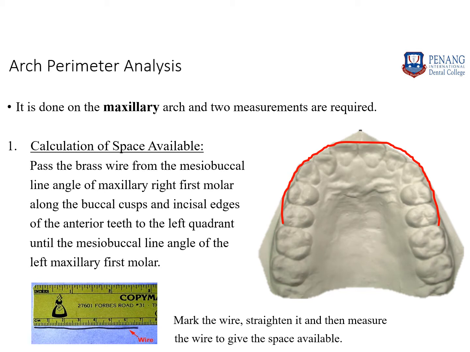So what you will do here is you will take the brass wire and pass it from the mesiobuccal line angle of the maxillary right first molar all along the buccal cusps and the incisal edges of the anterior teeth to the left quadrant until the mesiobuccal line angle of the left maxillary first molar. All right, that is starting from the mesiobuccal line angle of 1 6 to mesiobuccal line angle of 2 6.